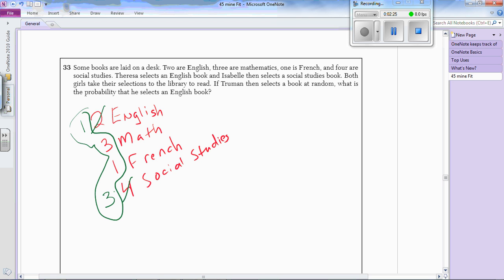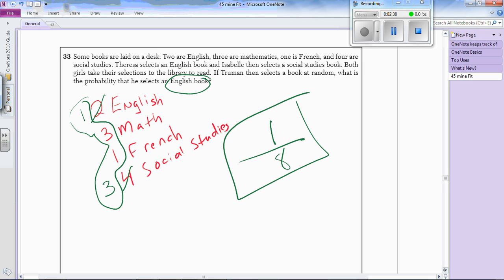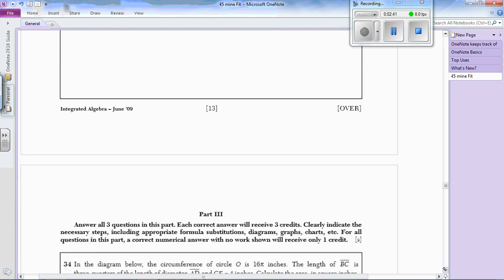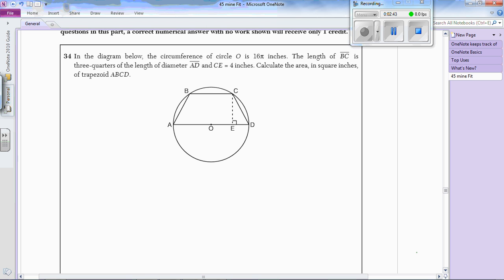So what is the probability he selects an English book? Well, there is only 1 English book remaining, and there are 3, 4, 7, 8 books remaining. So he's got a 1 in 8 chance. Wow, another simple question. Would have liked to have this test. Now we get to the hard question.